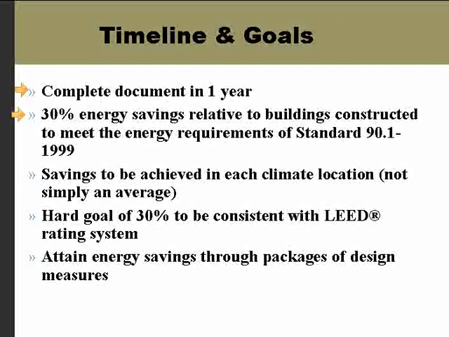Again, 30% was the goal on these guides, to be 30% energy savings relative to 90.1-1999. They're all based on the 8 different DOE climate zones, which means that you have to get the savings in Fairbanks, and you have to get the 30% savings in Miami, and all the 6 different climate zones in between. It's not an average. Each different climate zone has to meet the requirements.